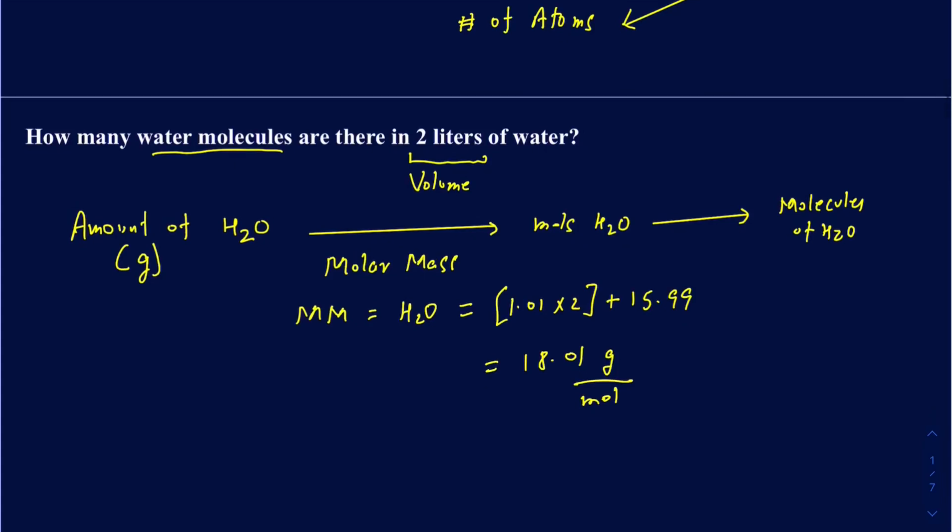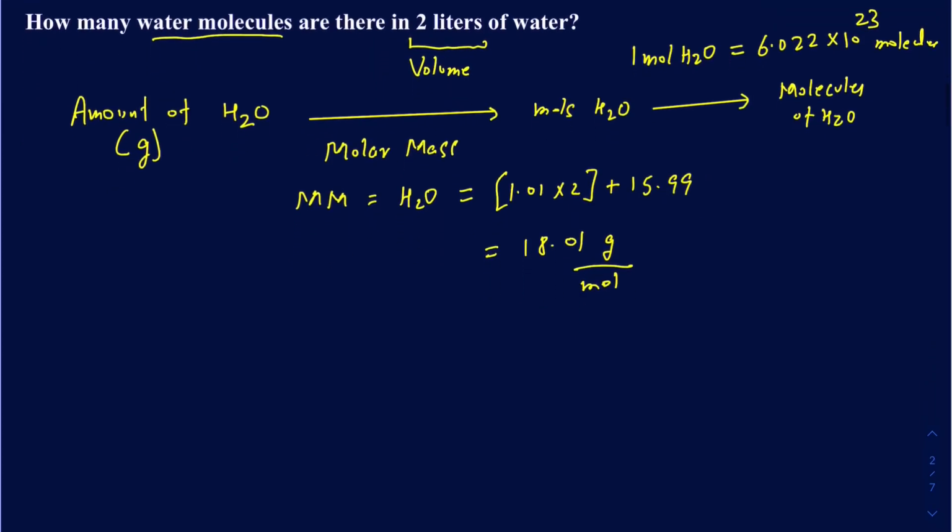Once you have the moles of water, you can go to the molecules of water using this equality. 1 mole of H2O is going to be equal to 6.022 times 10 to the 23 molecules. Okay, so let me just go ahead and write it out now.